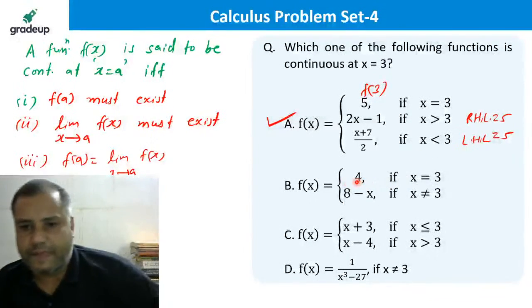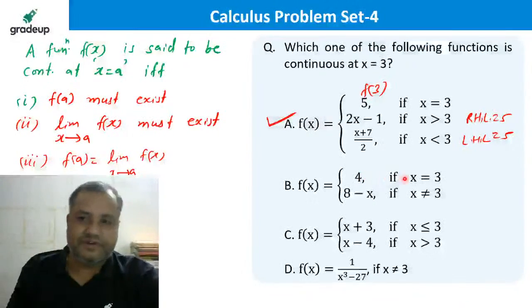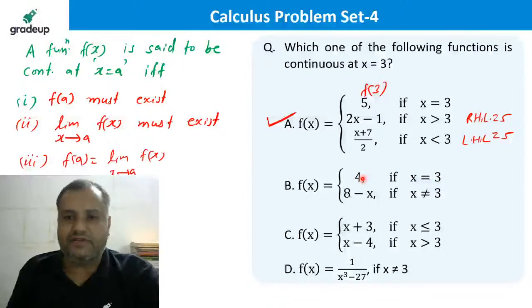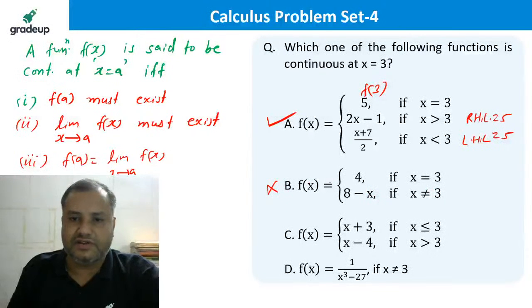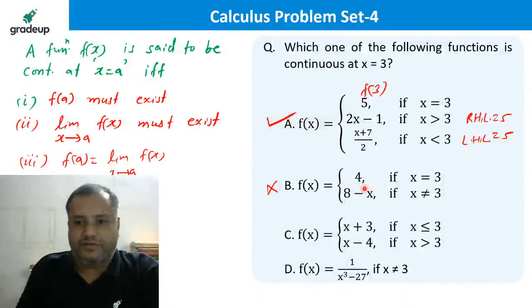What about this one? Of course, this will not be continuous at x equal to 3 because at x equal to 3 you are having 4. So f of 3 is 4, but the limit at x equal to 3 is 5. So this is not continuous. Limit is not equal to the value of the function.